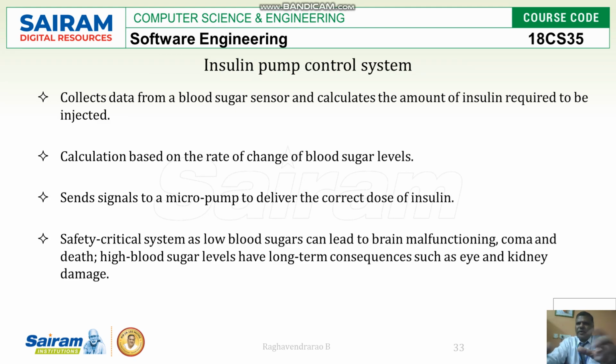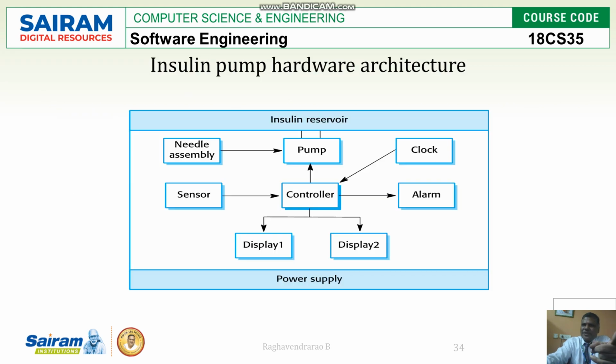I think now you understood what exactly the insulin pump is going to do. First it collects the data from the blood sugar sensor and calculates the amount of insulin required to be injected. So the sensors collect the information first, together with the controller. The pump needs that information and draws the insulin, which is then injected to the patient.